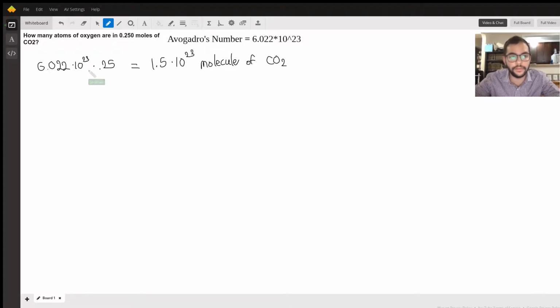So now in every molecule of CO2, we have 2 oxygens. So for every 1 molecule of CO2, we have to take the number of molecules of CO2 and multiply that by 2. And that would give us 1.5 times 10 to the 23rd times 2 is equal to 3.0 times 10 to the 23rd.